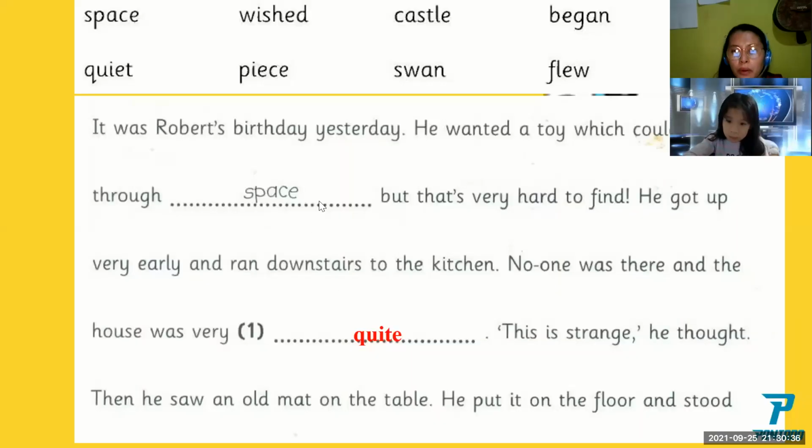Okay, he saw an old mat. You know what is an old mat? You know what is a mat? Do you have an idea about an old mat? A mat is just like an old mat. Okay, an old mat is here, as you can see.